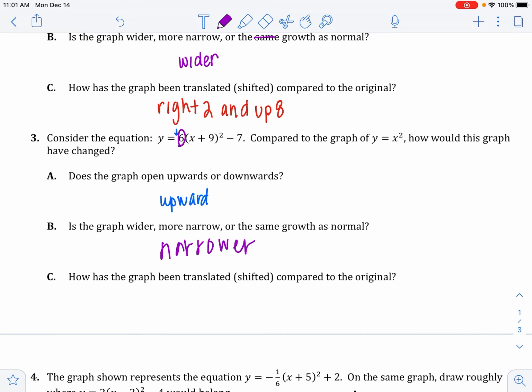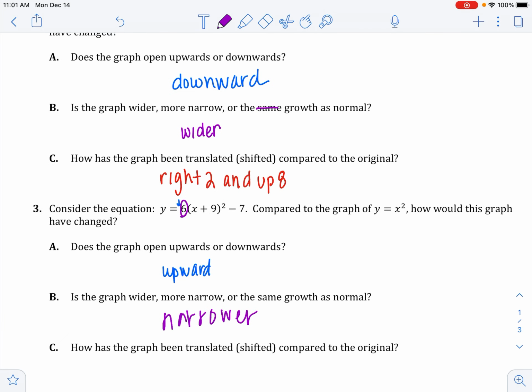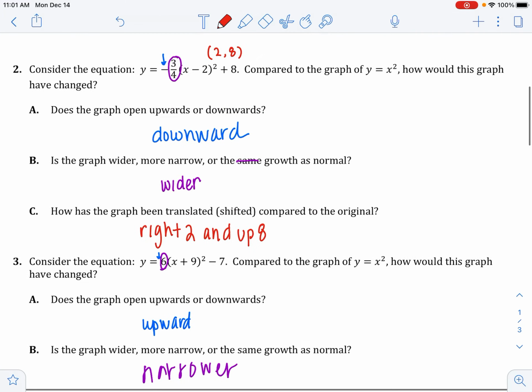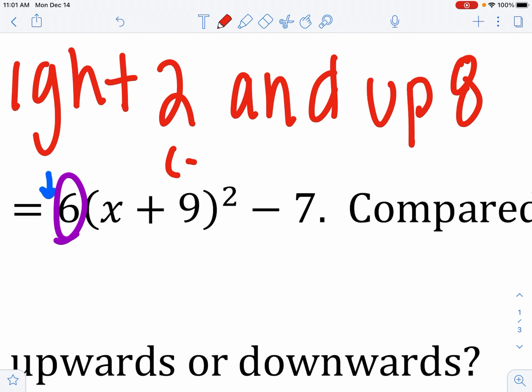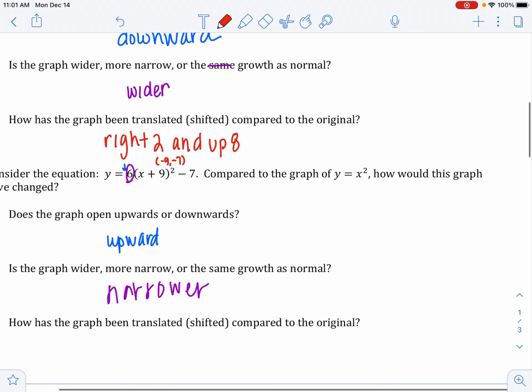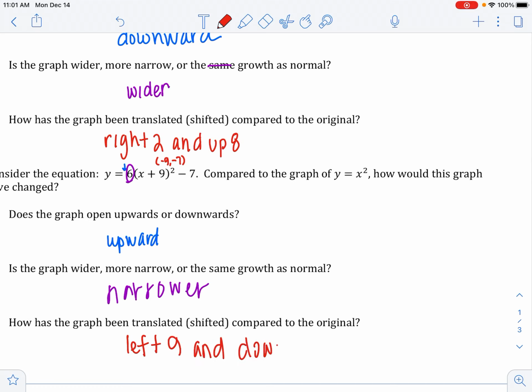Okay, next I want to know, how has the graph been translated? So I'm going to look at the vertex. I can see the vertex, this is moved left 9 and down 7. So I'm going to write that down. Left 9 and down 7.